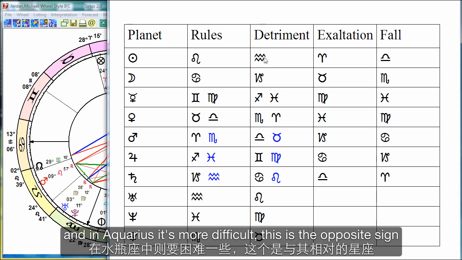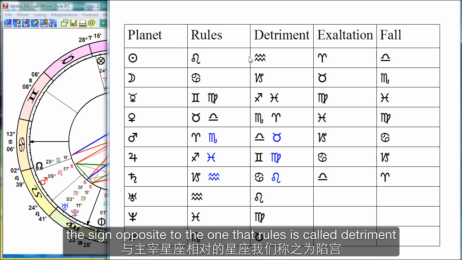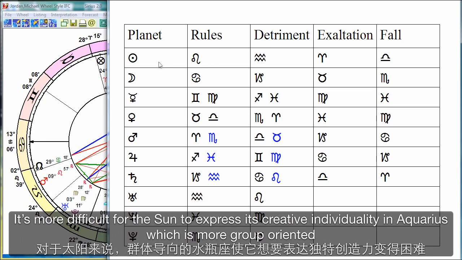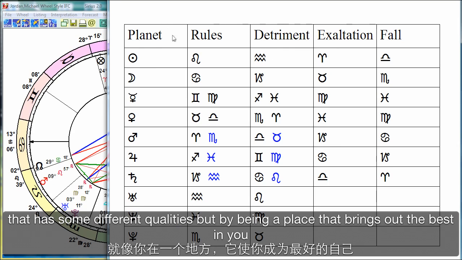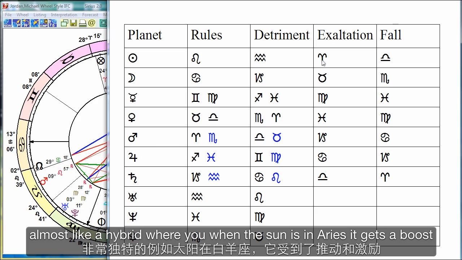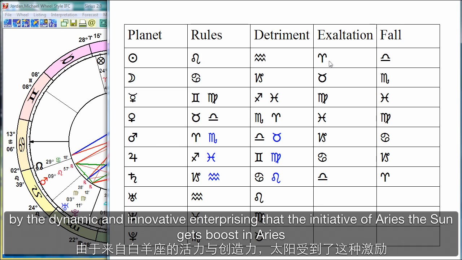And in Aquarius, it's more difficult. This is the opposite sign. The sign opposite to the one ruled is called the detriment. It's more difficult for the sun to express its creative individuality in Aquarius, which is more group-oriented. And then exaltation is a sign that has some different qualities, but it's like being at a place that brings out the best in you. Almost like a hybrid where when the sun is in Aries, it gets a boost by the dynamic and innovative, enterprising initiative of Aries. The sun gets that boost by being in Aries.